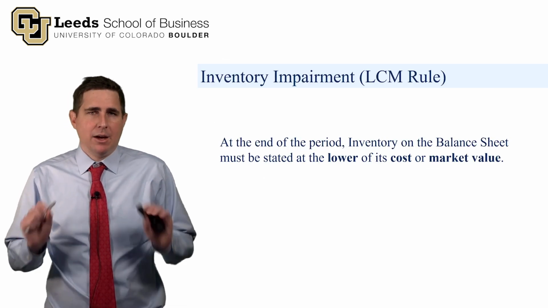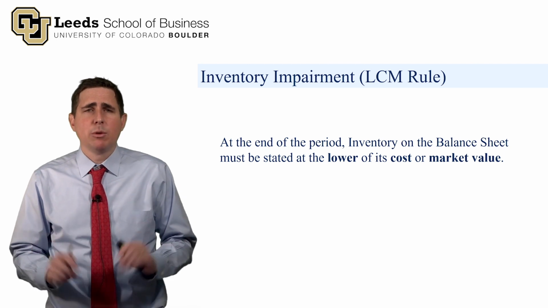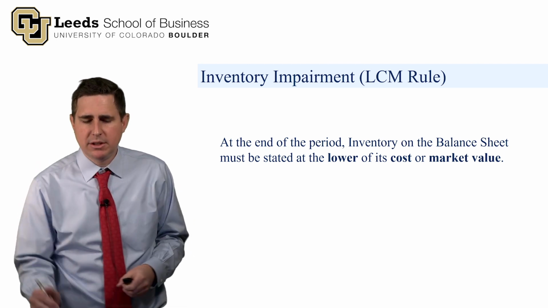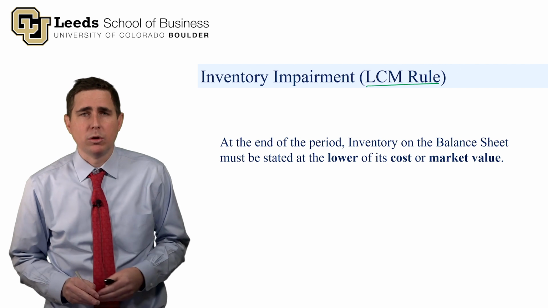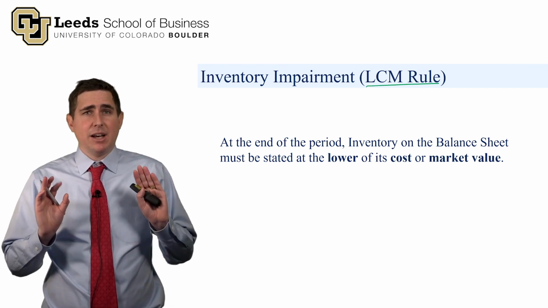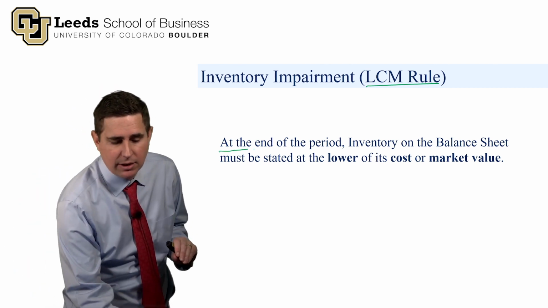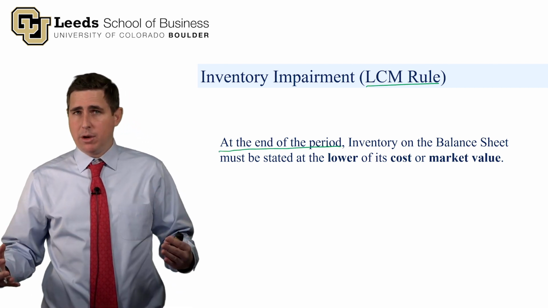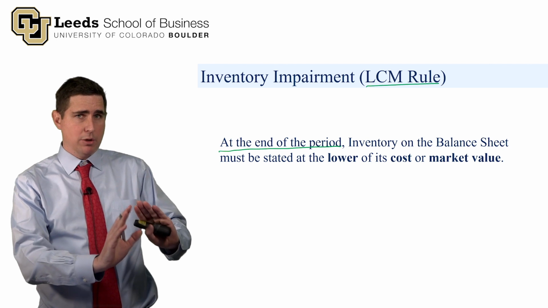Okay, we've gone through the cost flow assumptions. Finally, we're going to talk about inventory impairment, and this is called the LCM rule, or the lower of cost or market rule. This occurs at the end of an accounting period, okay? So you get to the end of a period, you look at inventory on your balance sheet, okay?